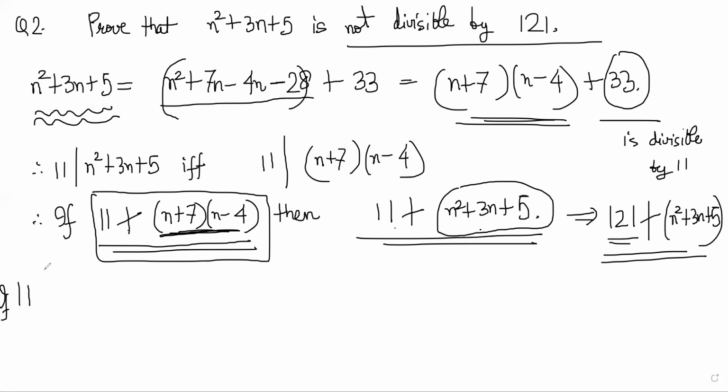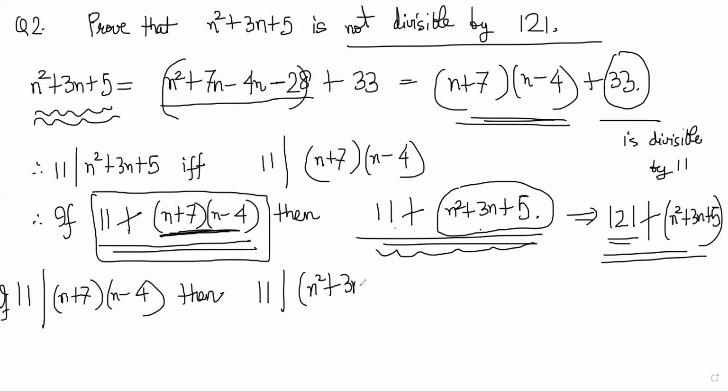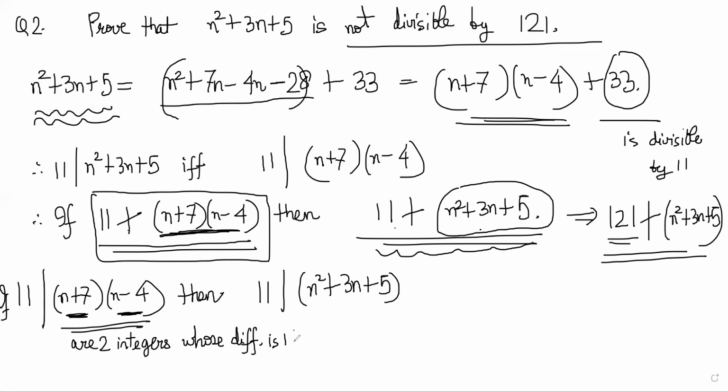If 11 divides this, right, then obviously 11 will divide n square plus 3n plus 5, right? But you will realize here that n plus 7 and n minus 4 are two integers whose difference is 11. So if 11 divides this, then 11 divides either n plus 7 or n minus 4, right?